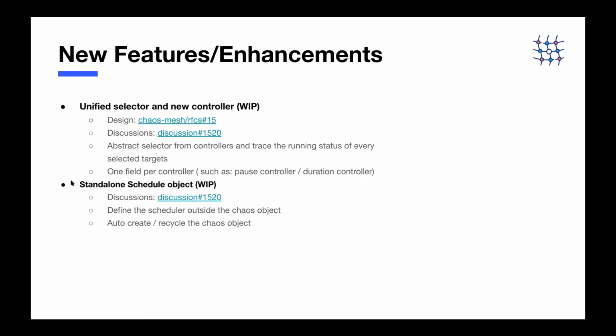With these features, we will remove the schedule from the chaos object and add a new scheduler object. This is a new CRD object. This object will include two parts: one part is the schedulers, and another part is the chaos object. If you create this object, the chaos object will be created automatically.